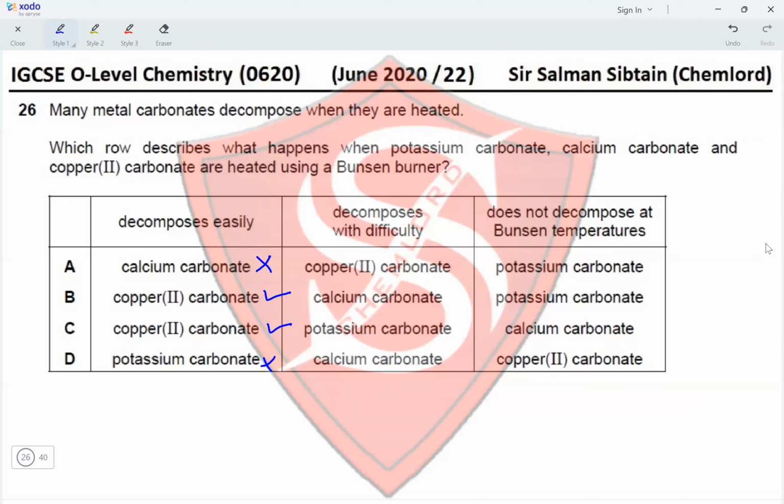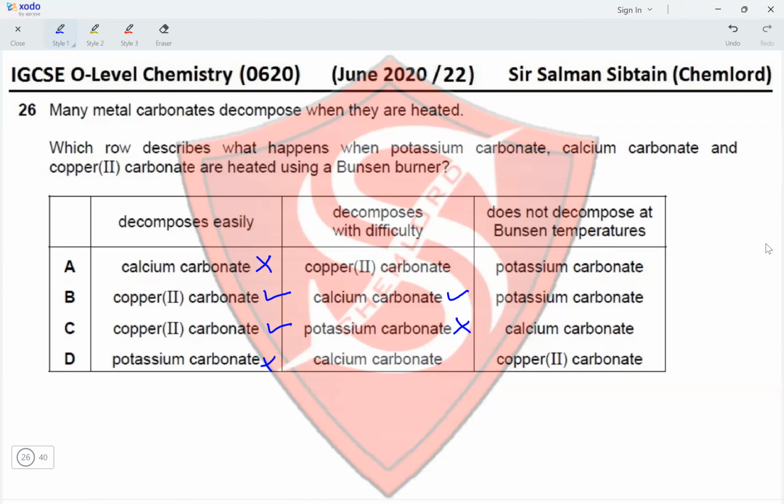Decomposes with difficulty would be the one with a smaller cation but even a higher charge on the cation. So in case of potassium carbonate, we have two cations having a +1 charge. In case of calcium carbonate, we have only one cation with a smaller size and a high charge of +2. So calcium carbonate would be the one that would decompose with the greatest difficulty compared to potassium carbonate. So this eliminates option C.